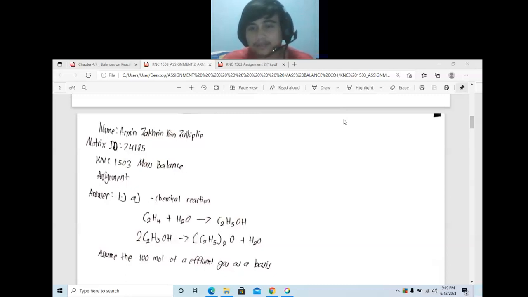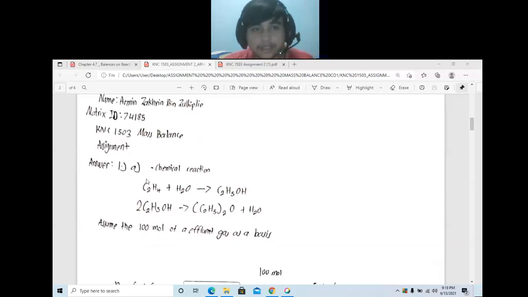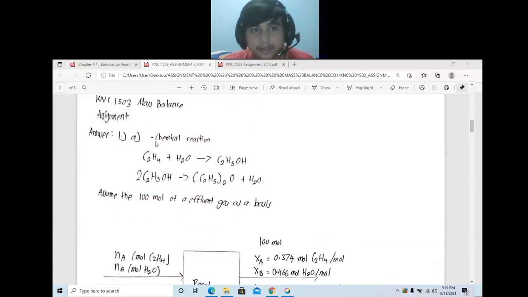Today I will explain the process for this method, based on my understanding. Here, as you can see, this is the chemical reaction based on the equation. This is the chemical reaction of ethylene, where ethanol production occurs.